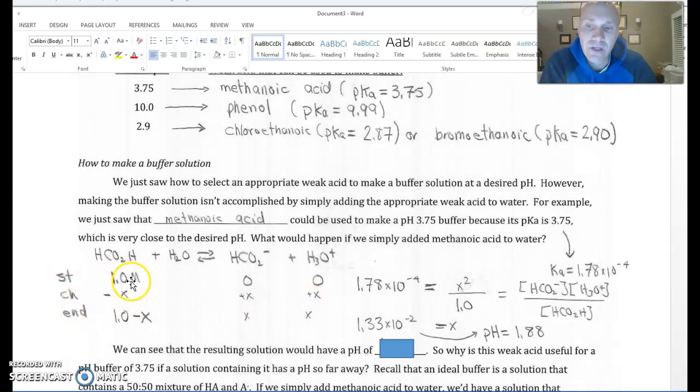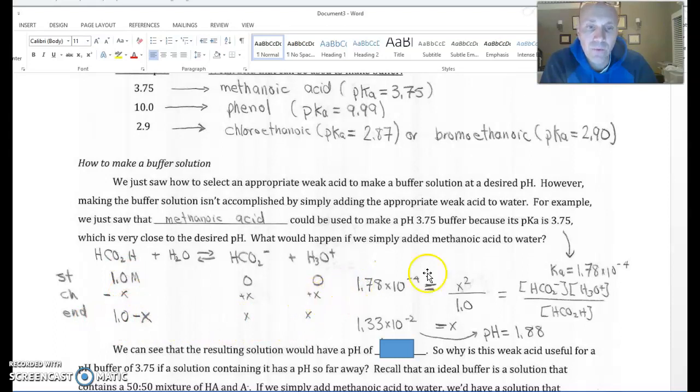Let's say that we added 1 mole of that to make a total of 1 liter solution. We would start with this concentration right here. We know that this acid-base dissociation is going to occur right here. We would start with that theoretical starting point. We know that some of this reaction is going to occur, which would reduce this by a certain amount and increase these by certain amounts, and we could calculate what these end concentrations would be.